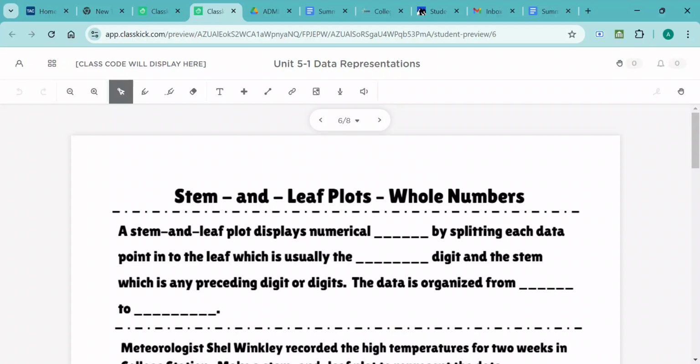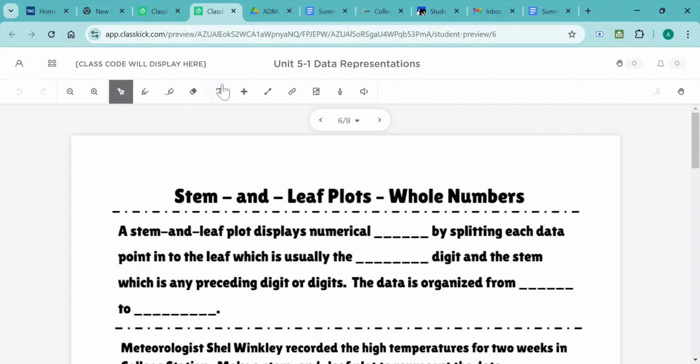All right, guys, today we're going to be going over another type of graph. This is going to be called a stem and leaf plot. We're going to do 2 pages of notes. Both of them are stem and leaf plots. One's going to be with whole numbers, but we can also see stem and leaf plots with decimal numbers. So we're going to be seeing both of those. Okay, let's go ahead and get started.